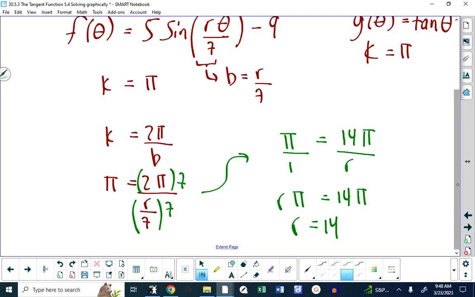Good little numerical response question. And again, the only thing that separates this from the previous unit is now you know what the period of tangent is. Any questions with that one?